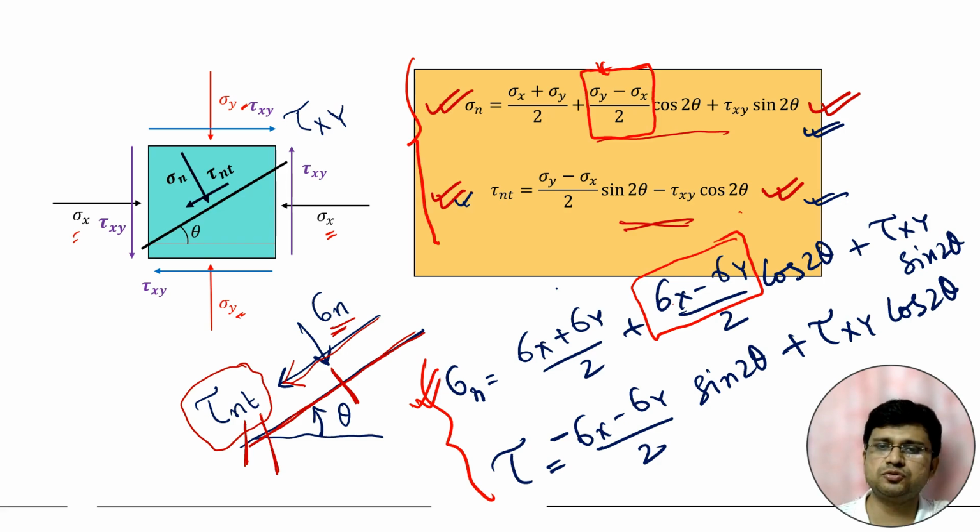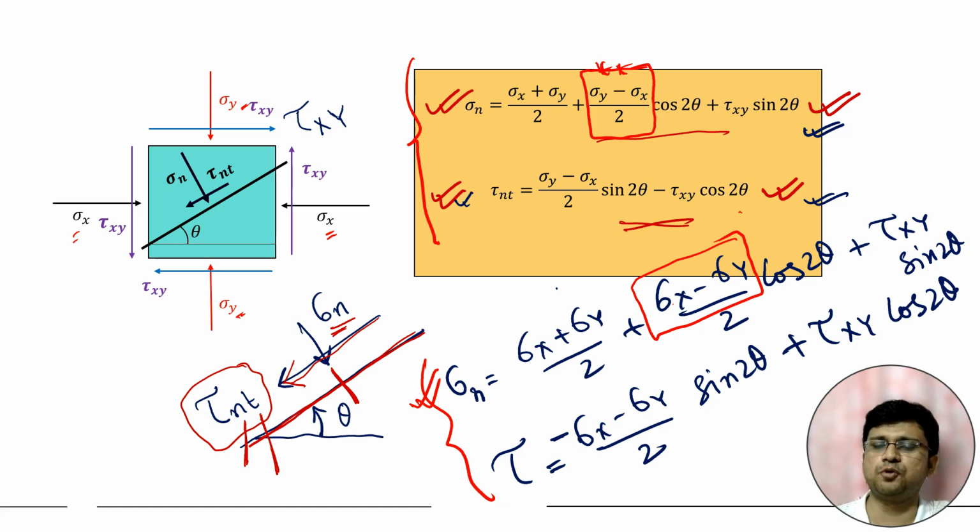This difference is due to the fact that in solid mechanics problems, normal stresses are normally considered tensile. Positive normal stress means tensile. But here positive normal stress is compressive. So this is the difference in the sign convention, and for that reason there is some difference.